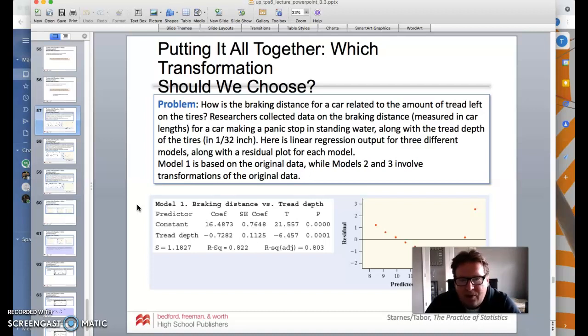So here's the linear regression output for 3 different models, along with a residual plot for each model. Now, model 1 is based on the original data, and models 2 and 3, which we'll get to, involve transformations. So if we just do braking distance versus tread depth, we're seeing something like this. All right, so there it is.